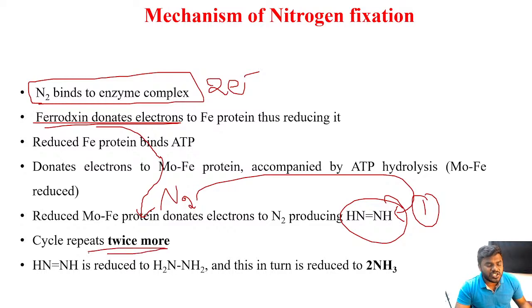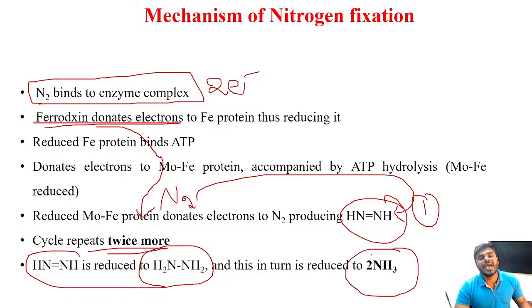Then the cycle repeats twice more. In the second step, we produce NH2-NH2. In the third step, we produce NH3.